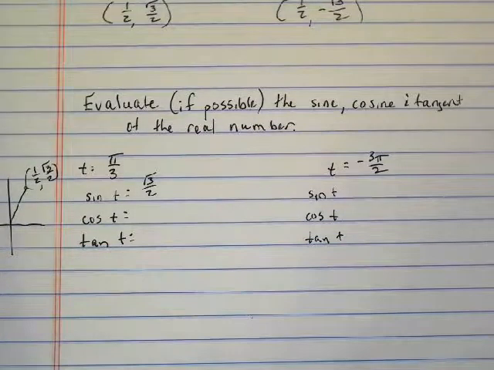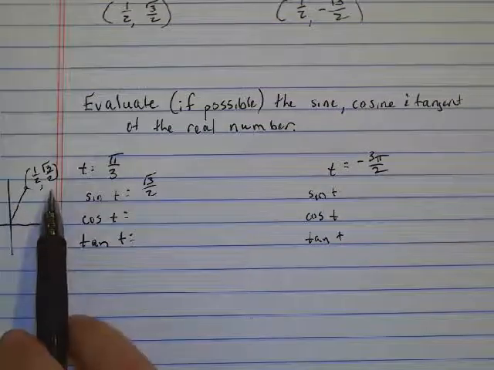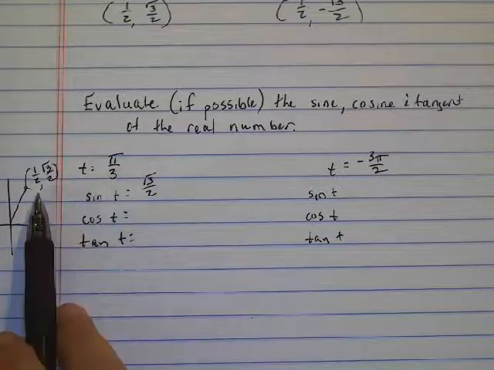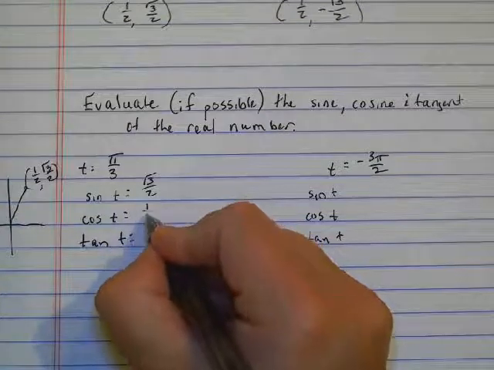Now, if you plug this into your calculator, you're going to get a decimal. We're not working with decimals. We want exact values, so don't put these in your calculator. Cosine at pi over 3 is the x value, so it's 1/2.